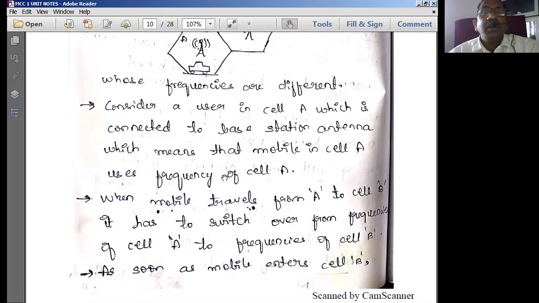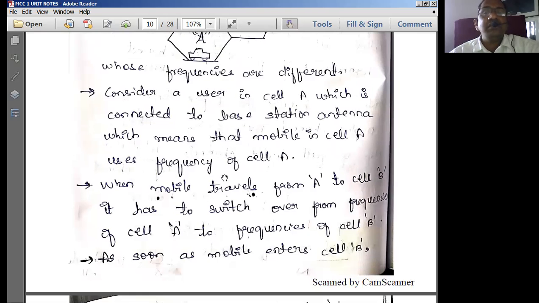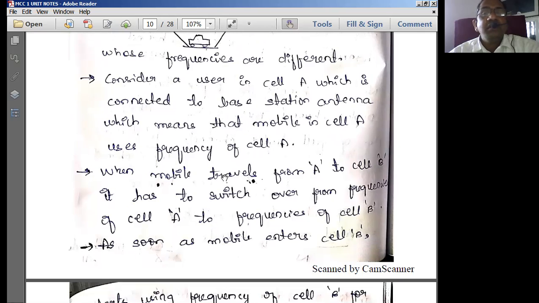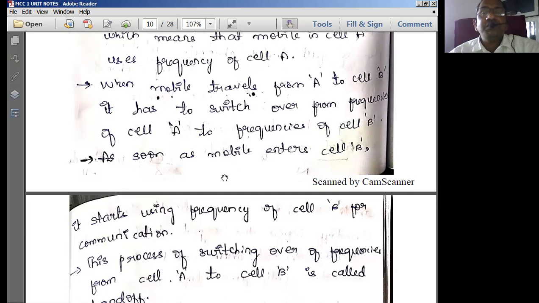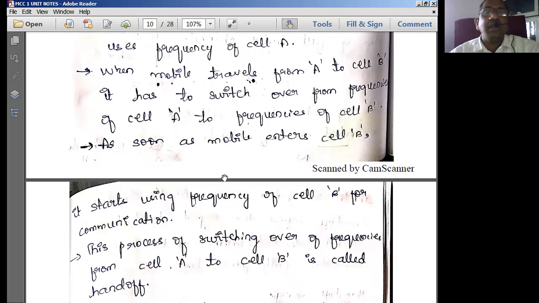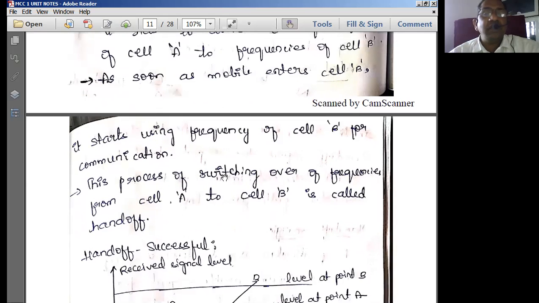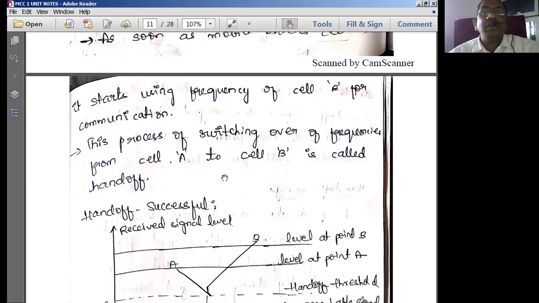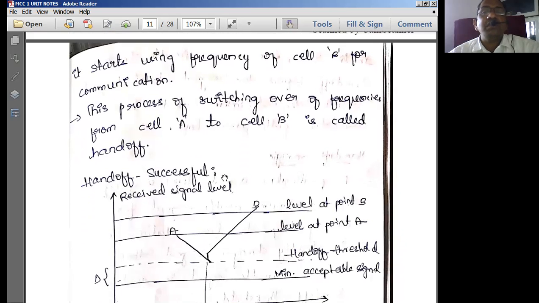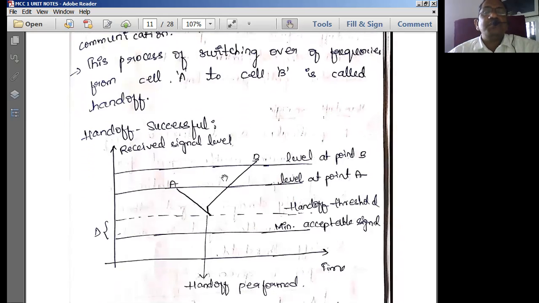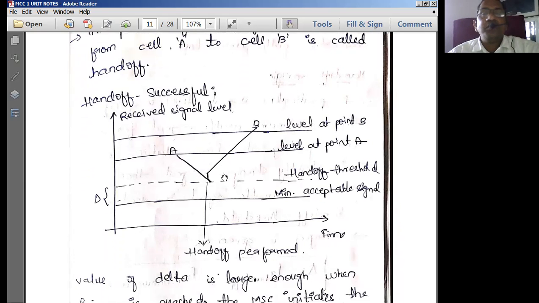Consider a user in cell A, connected to base station A, which means that the mobile is in cell A and uses the frequency of cell A. When the mobile travels from the cell A region to the cell B region, the mobile channel should switch over from the frequencies of cell A to the frequencies of cell B. As soon as the mobile enters the region of cell B, it starts using the frequency band of cell B for communication. This process of switching frequencies from cell A to cell B is simply called the handoff process.